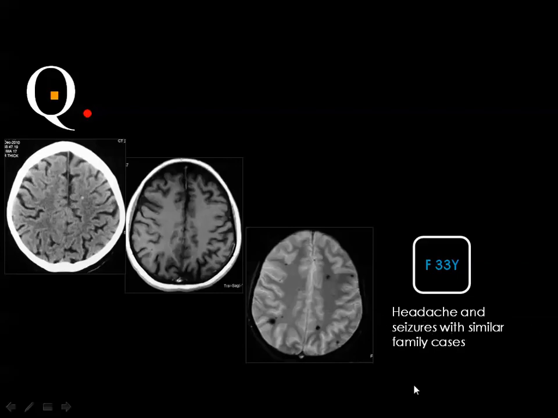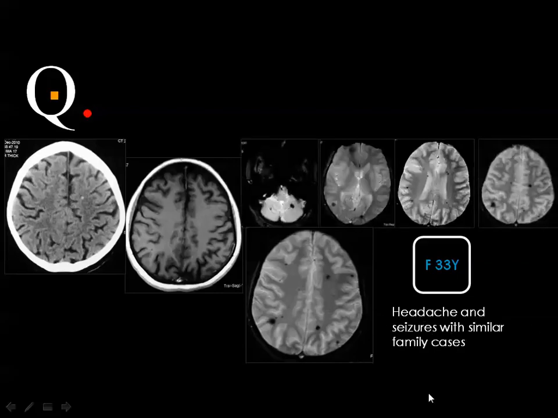Yes, and these are multiple cavernomas. And I have said that a cavernoma may be so small that you see only the hemosiderin ring and you do not see the core of the lesion. I said that.